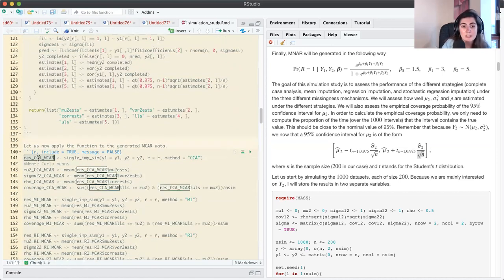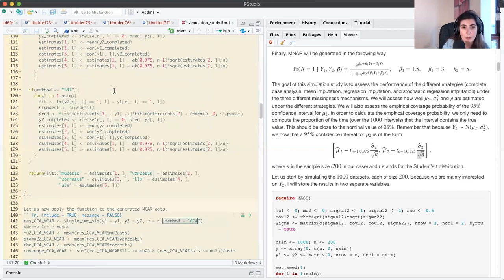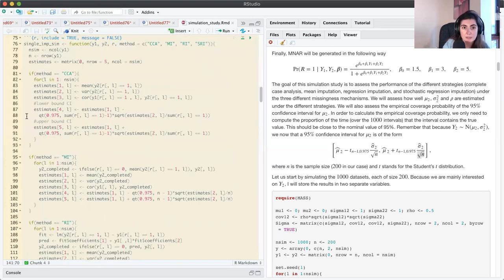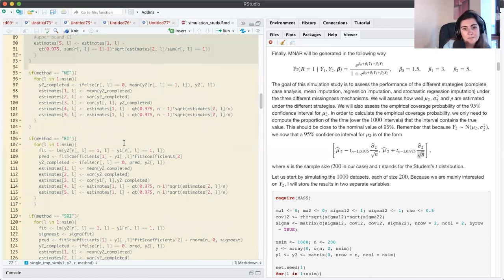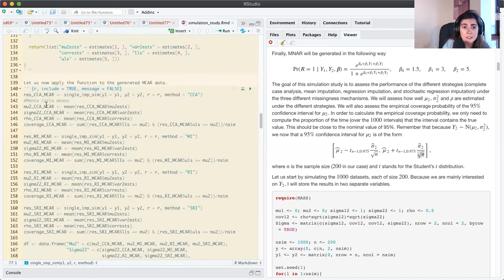Okay, and so basically I will save the results of the function in an object and then I can extract each of these quantities. Okay. So for the first method, I'm using CCA, so I'm using complete case analysis. So I know that my function will just pick up this bit. And the same for the other methods. When I specify method equal to mi, I will do mean imputation and so on and so forth. Okay. And so let me just run to give you an example.